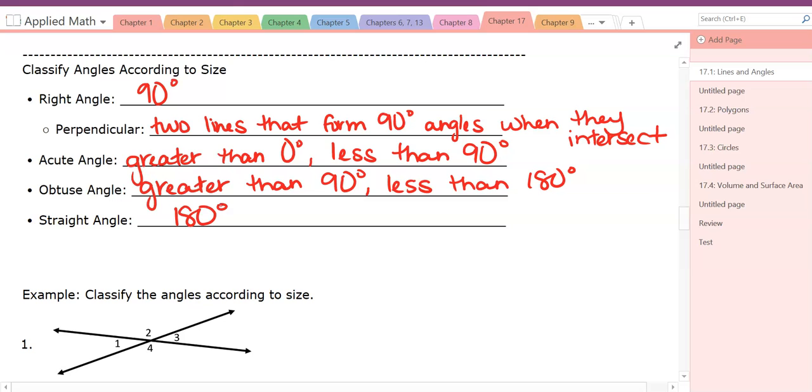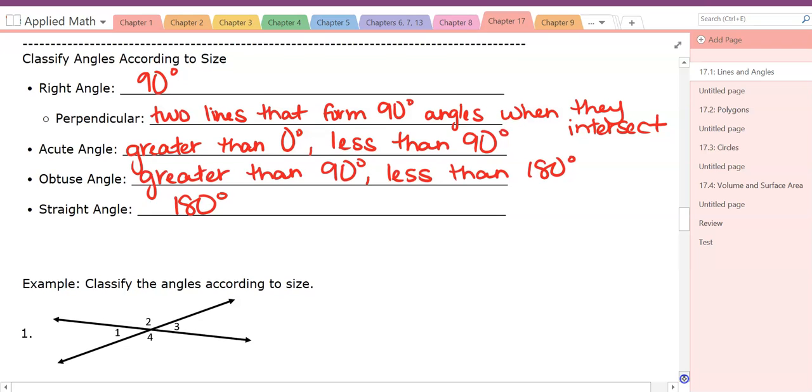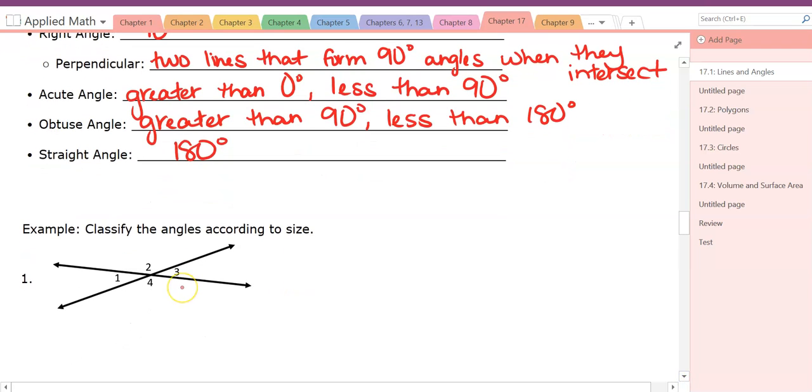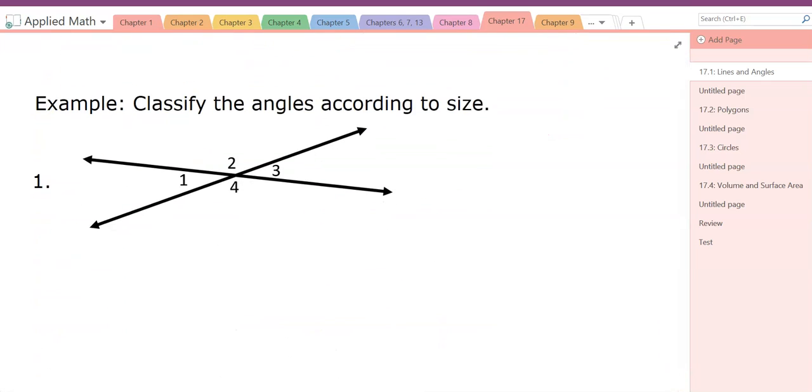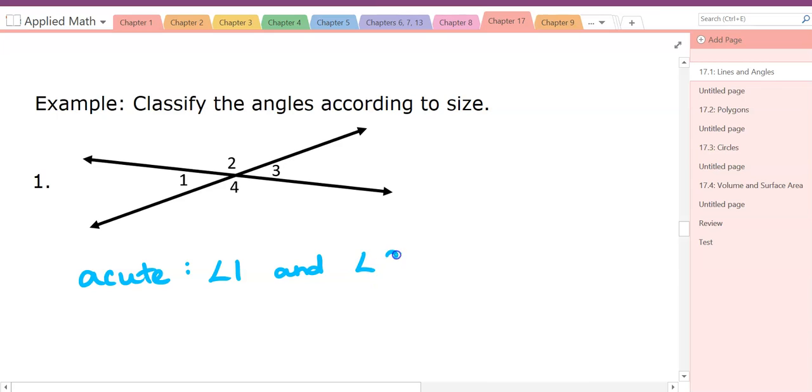Okay, so what we're going to do is practice classifying them according to their size. Now, if they don't give you a measurement, use your best judgment on what kind of angle you think it might be. So for number 1 here, we've got 4 different angles in this picture. Which angles do you think are the acute angles? Good, angles 1 and 3. So what type of angles are 2 and 4? What would you call them? Obtuse.